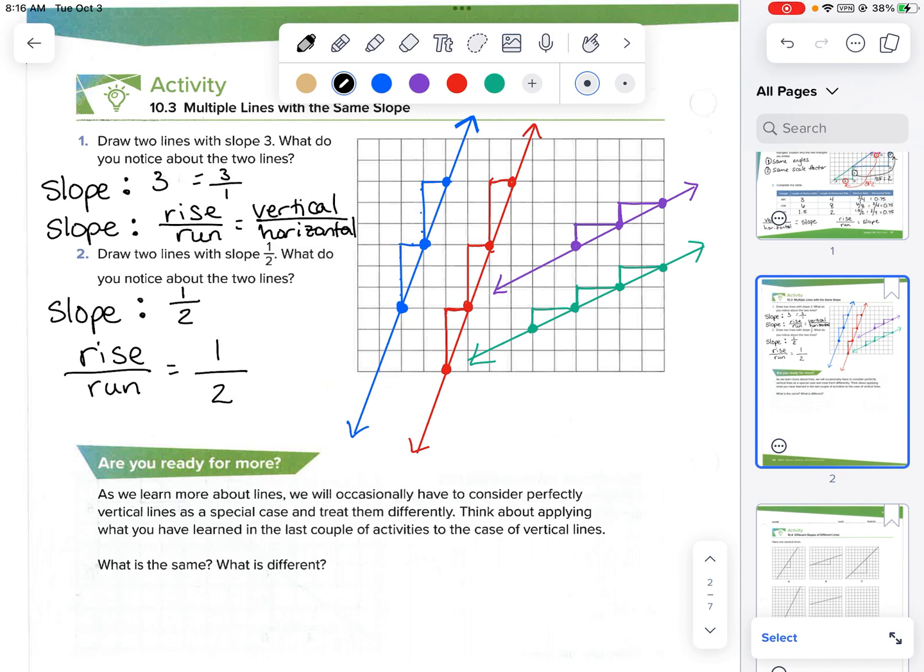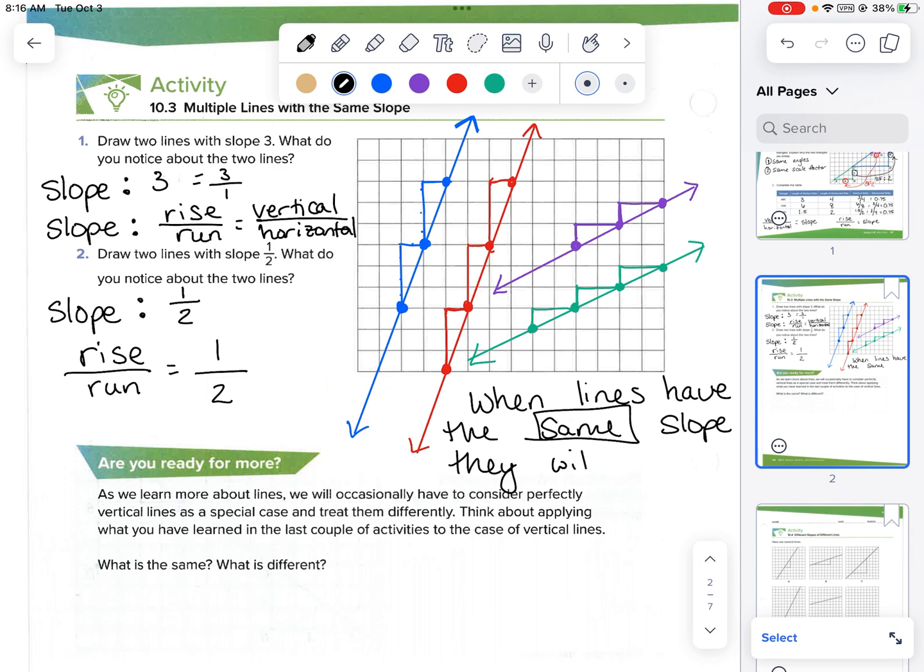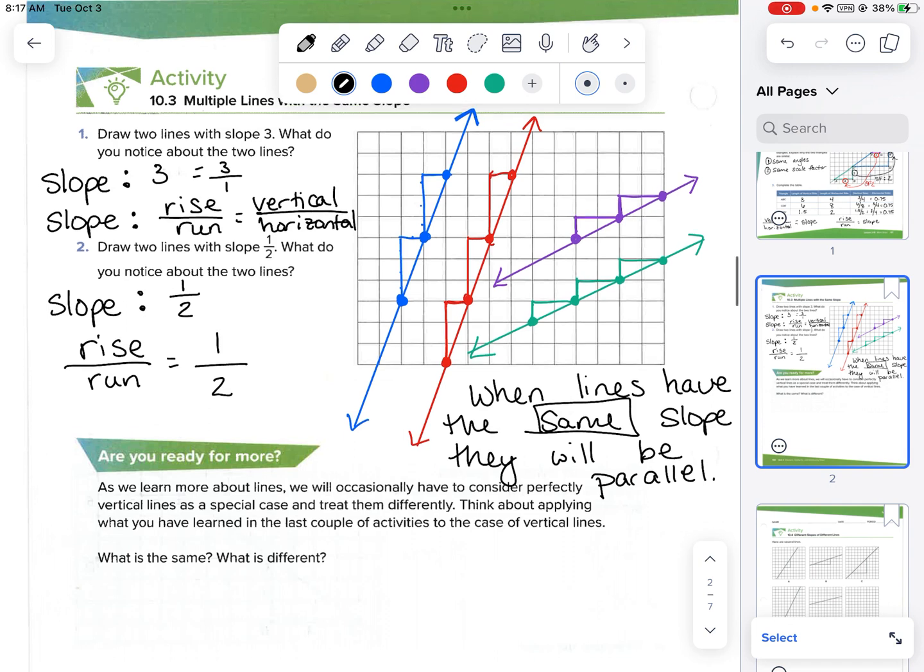We should be able to notice that when lines have the same slope, they will be parallel. So anytime you have lines that have the same slope, they'll be parallel, just like our lines that have a slope of 3 are parallel and our lines with a slope of 1/2 are parallel. Once you've caught up and have everything written down here, let's move to the next page.